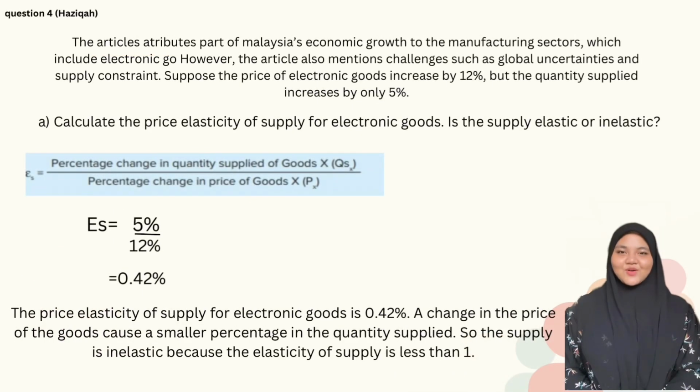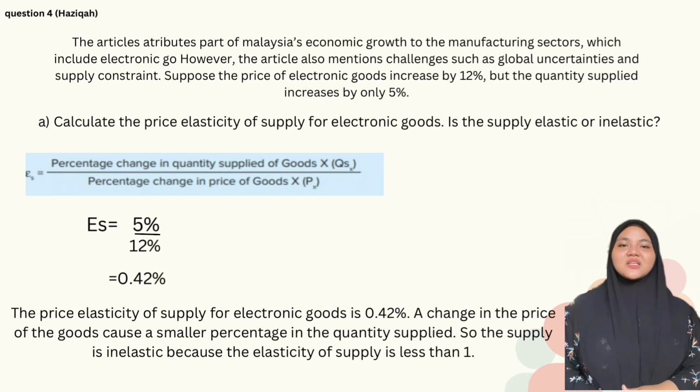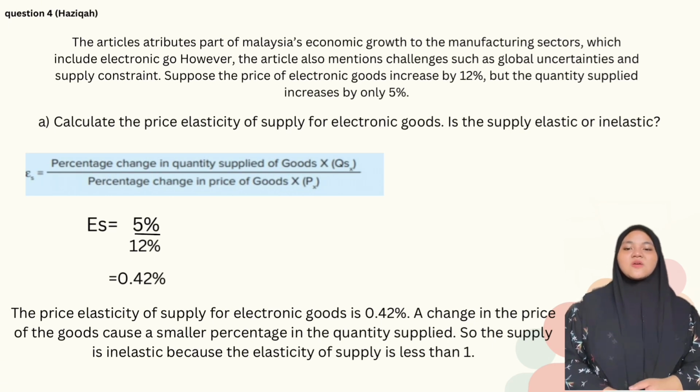For question 4, calculate the price elasticity of supply for electronic goods. Is the supply elastic or inelastic? Here is the formula for the price elasticity of supply: the percentage change in quantity supplied of goods divided by the percentage change in price of goods.